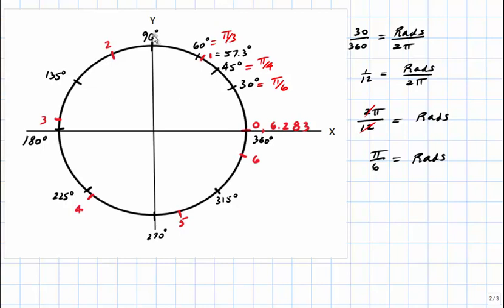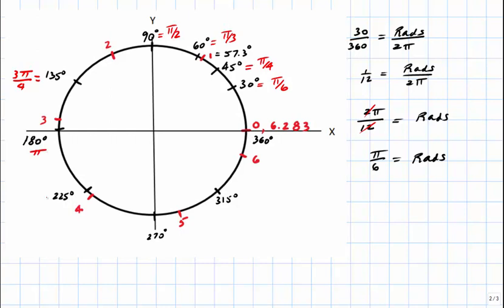90 degrees equals 3 30-degree angles. If we multiply pi over 6 by 3, we obtain pi over 2, and so forth. 135 degrees equals 3 pi over 4 radians. 180 degrees is half of a circle. A full circle, of course, is 2 pi radians, so half of that would equal just pi radians.